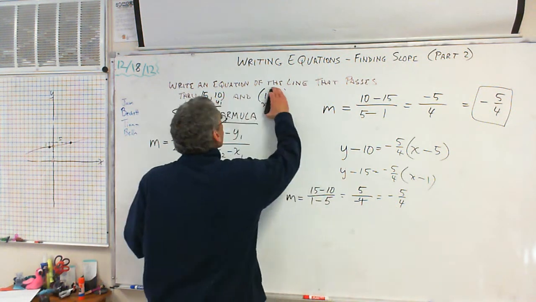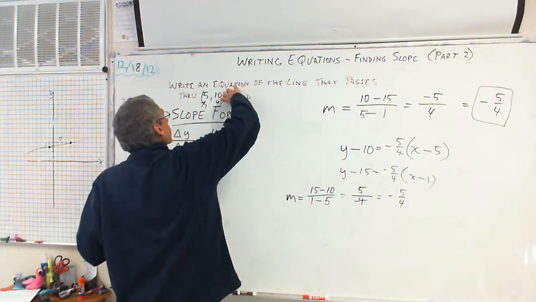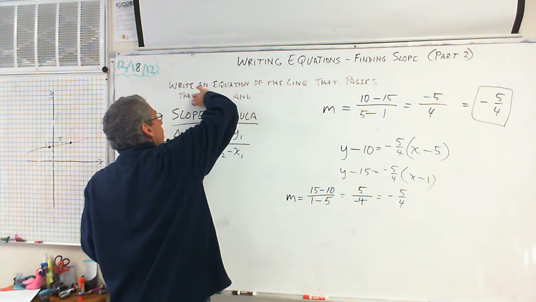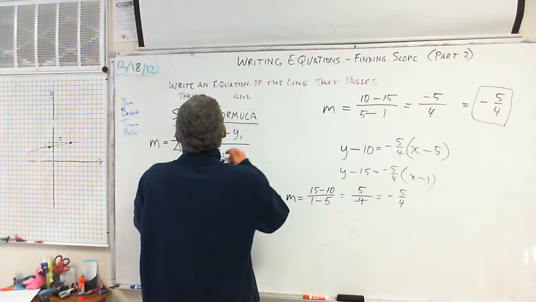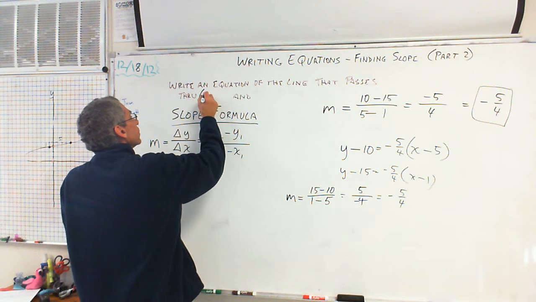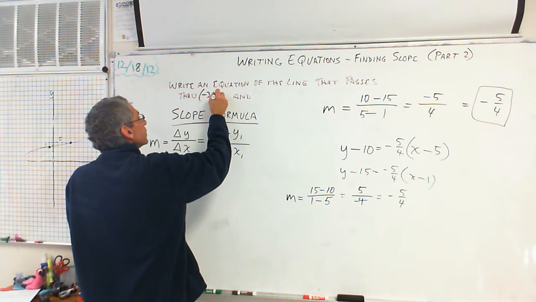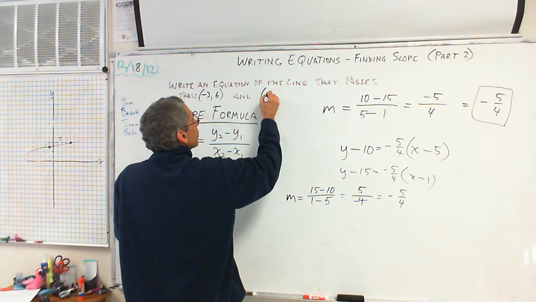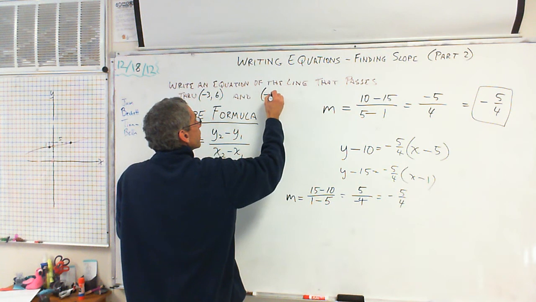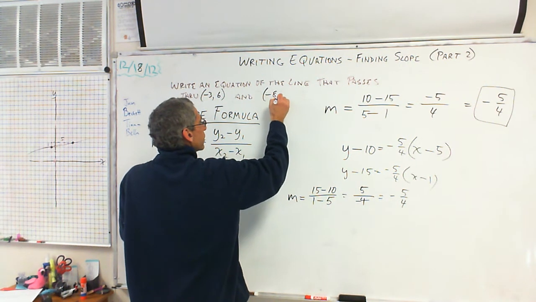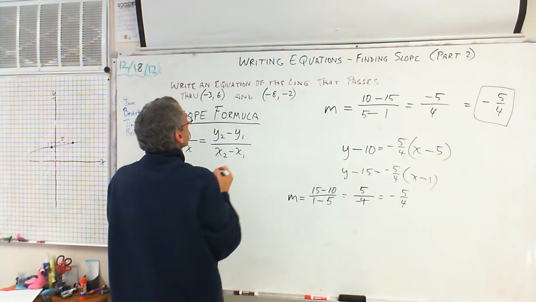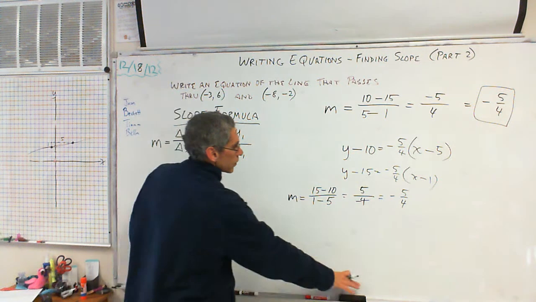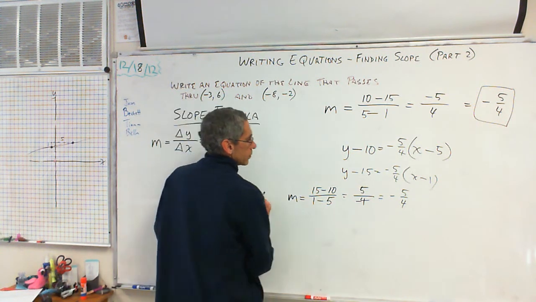I'm going to make it a little harder, though. Where people screw up on these is the negatives. Watch this. What if I gave you this? Negative 3, 6, and negative 8, negative 2. All right?